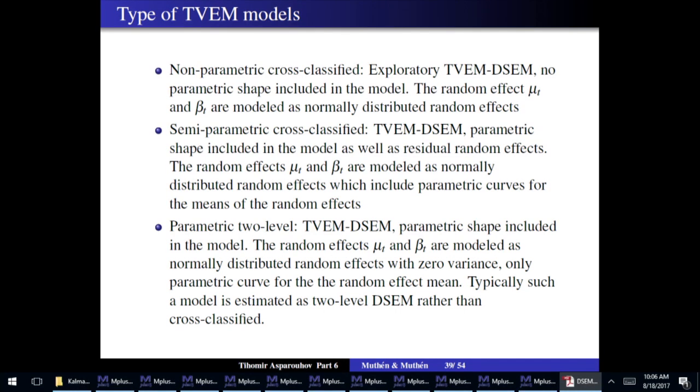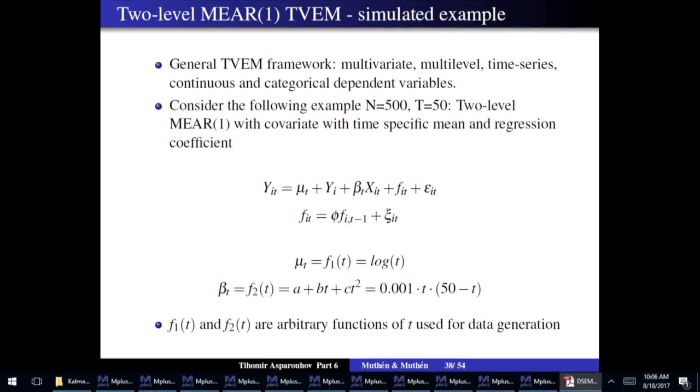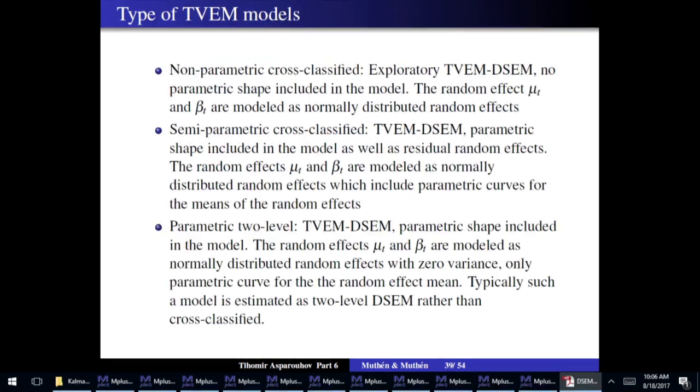Now, in the generation of the data, we use 500 individuals observed for 50 time points. So those effects essentially are estimated with 500 observations at each time point. So those will be easy to estimate, of course. It's a toy example, but just to illustrate what it can do.